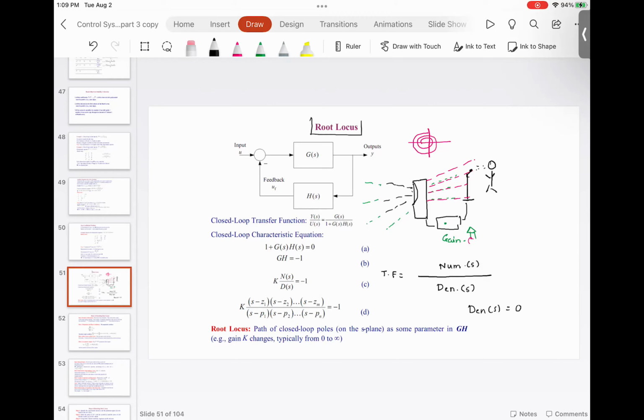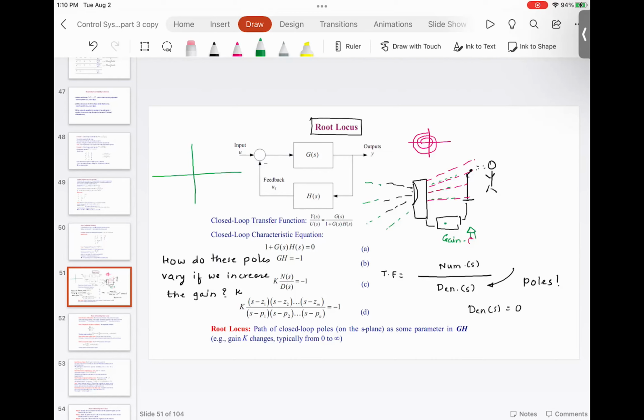Now, locus is the path. So what it means is, we want to look at the poles of the transfer function, and how these poles vary if we increase the gain. This gain is nothing but K. Remember that these poles in the frequency domain are eigenvalues in the time domain. They are in general complex: they have a real part and an imaginary part.